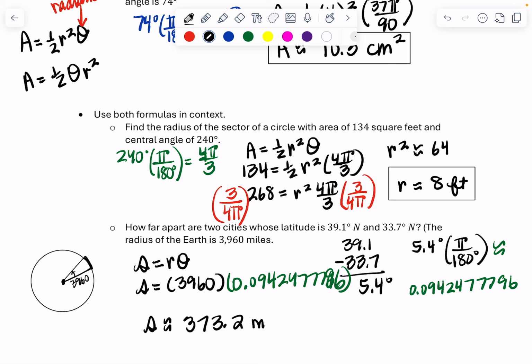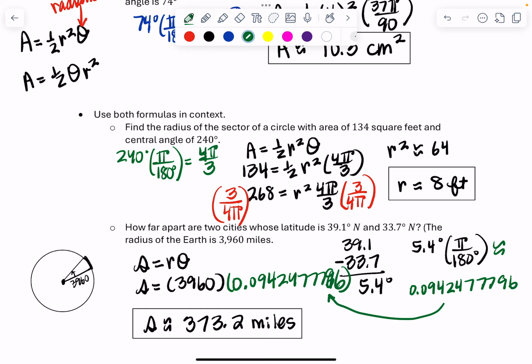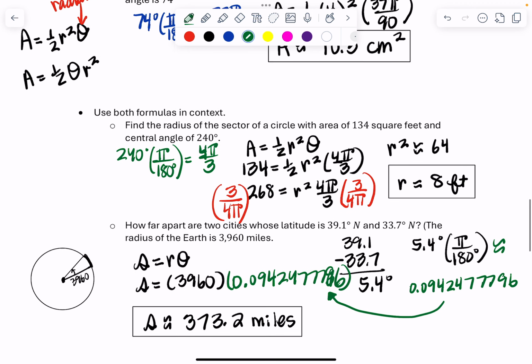So this is miles apart because the radius is in miles. So they're like 373.2 miles apart. So just, if you're using your calculator, it makes it a little bit easier.